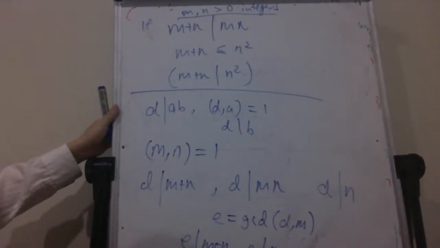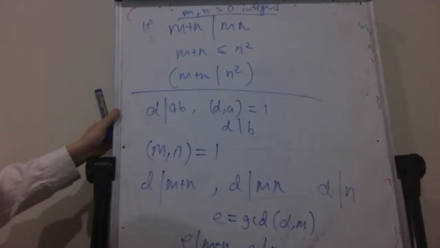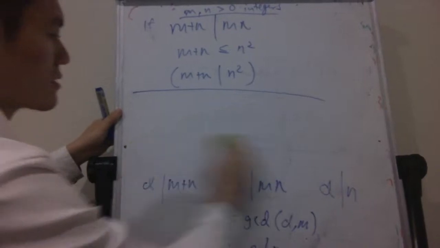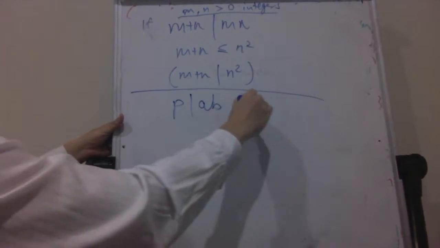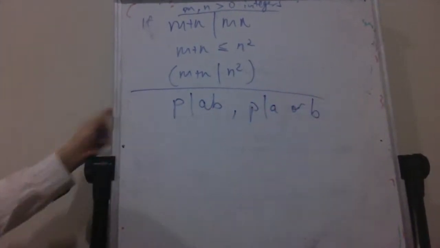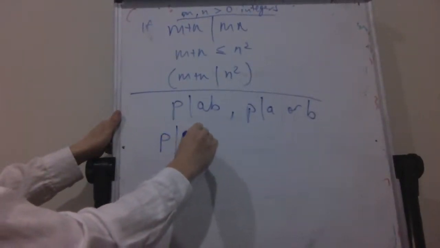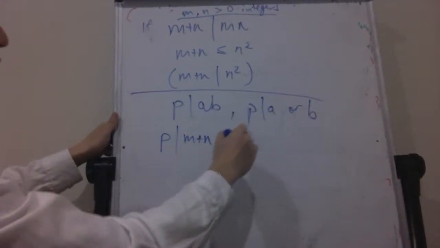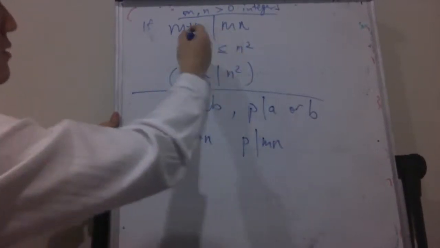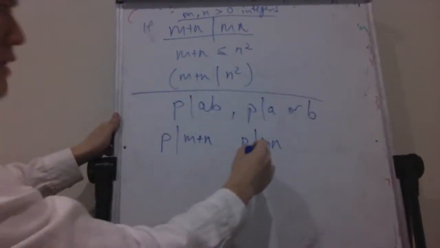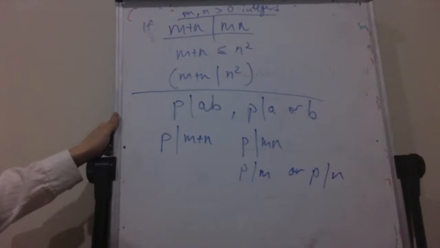I'm putting this up. These are the first things I thought of because they're the last things we did in the theory, and they're related to divisibility. An even simpler version: when a prime P divides AB, P either divides A or P divides B. So if you have a prime that divides M plus N, then by the assumption of the question the prime must divide MN. So P must divide M or P divides N, if it's prime.